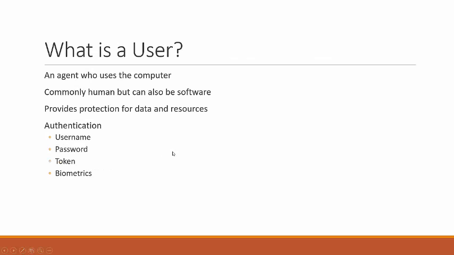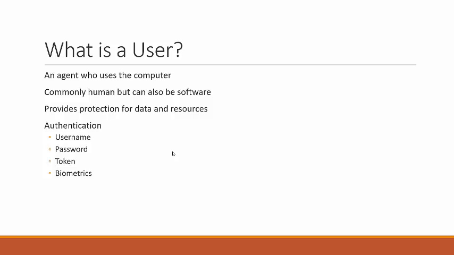So what is a user? We probably ought to talk about what that is, get all on the same page. Really, a user is an agent that uses the computer. So what does that mean? Well, most commonly, it's a human. That's what we tend to think of. Me, Glenn, I sit down and I log in as Glenn. Bob sits down, logs in as Bob. Susan sits down, logs in as Susan. That's what we tend to think of as a user.